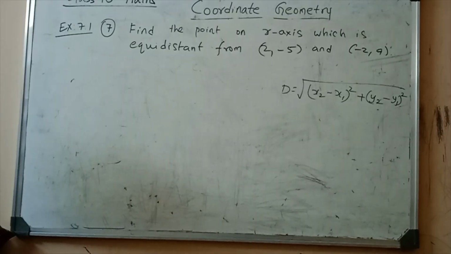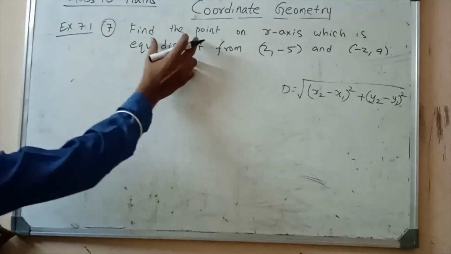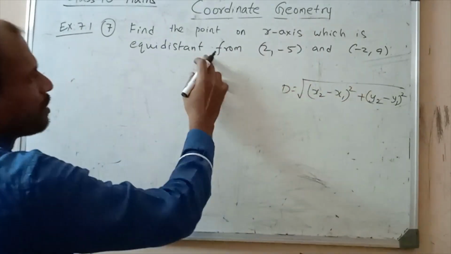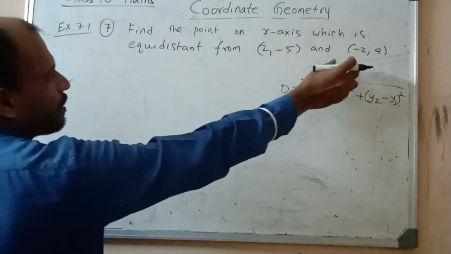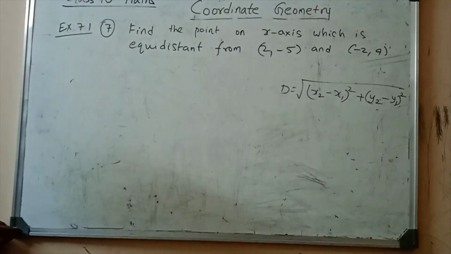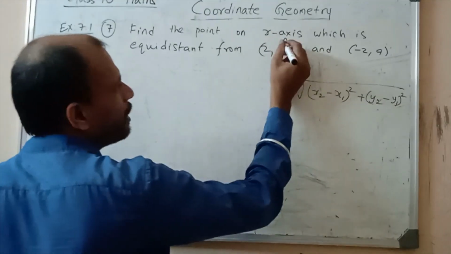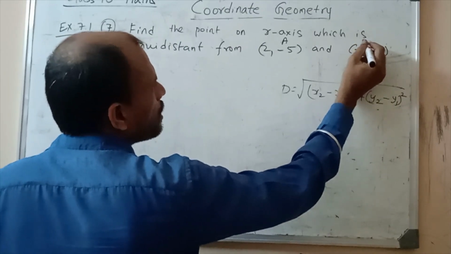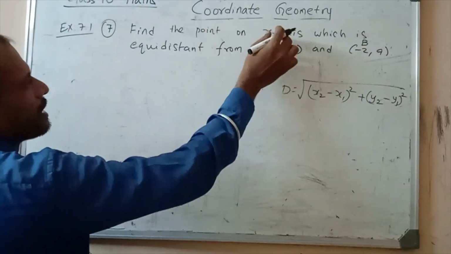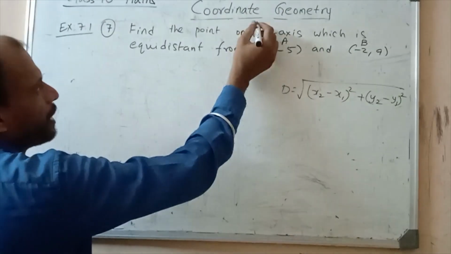Let us see the next question. Find the point on the x-axis which is equidistant from (2, -5) and (-2, 9). 2 points are given. So let us name them A and B. And then they are saying another point on the x-axis. Let it be point P.